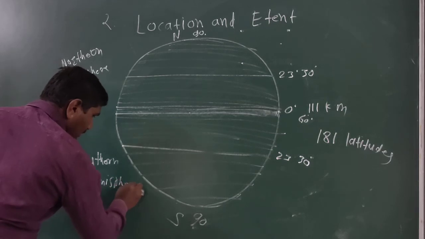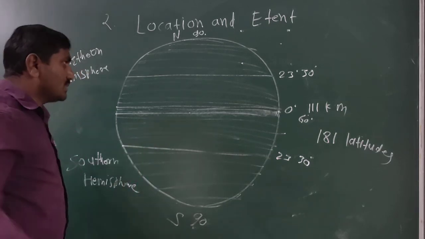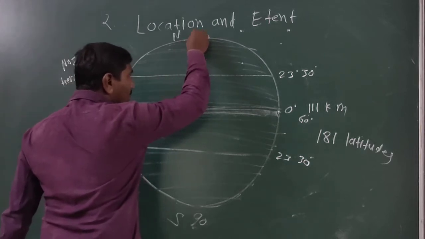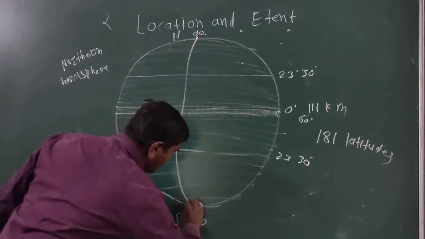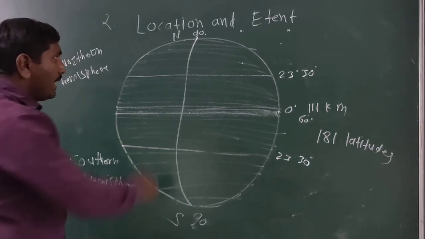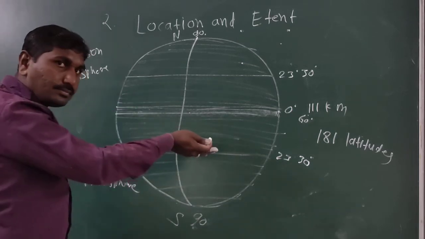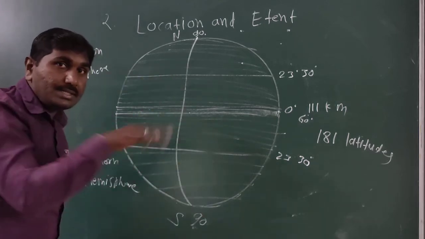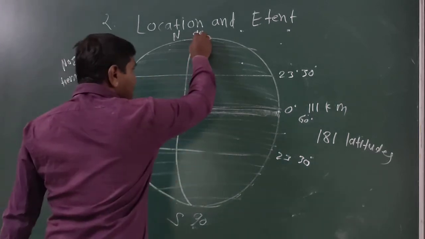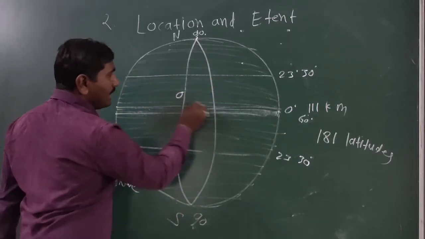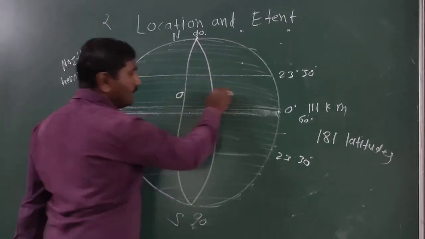Actually, we learn these things in our 5th and 6th standard. Then there is one prime meridian, that is the vertical line. This is the prime meridian, 0 degree. And opposite of this 0 degree prime meridian, there is the IDL, International Date Line, that passes through 180 degree. This is 0 degree and this is 180 degree.